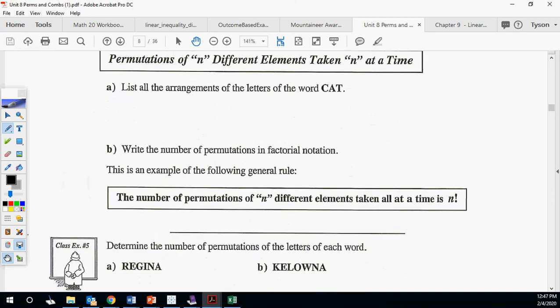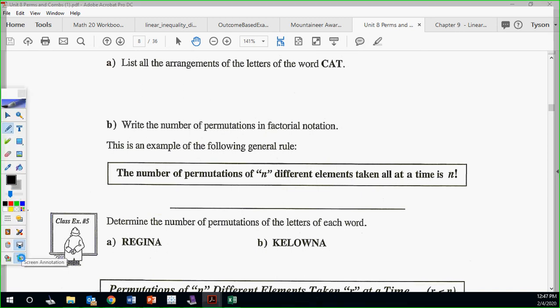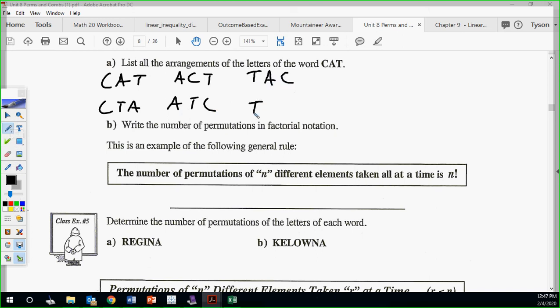All right, so let's keep looking at some more here. List all the arrangements of the letters in cat. So all the ways you can arrange cat. You have CAT, CTA, ACT, ATC, and then TAC and TCA. Okay, so again, it's 6. There are 6 different ways to order the letters of cat.